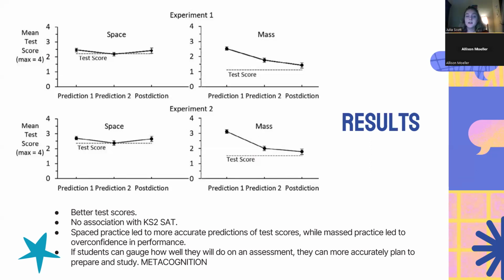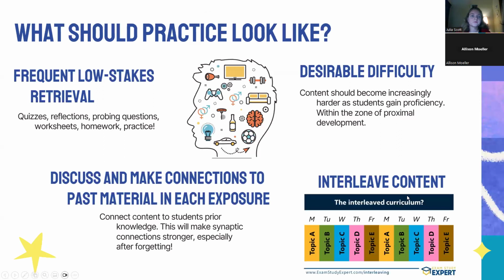The other thing is that the spacing effect, which is the effect that Hattie talks about with that 0.6 effect size, had no correlation to the KS2 SAT. So this is when they looked at the students' prior test scores from the year before in math, and they determined that all students saw significant improvement in proficiency, regardless of how they performed on their state testing. This is really important so that all students can benefit and realize that they are able to learn.